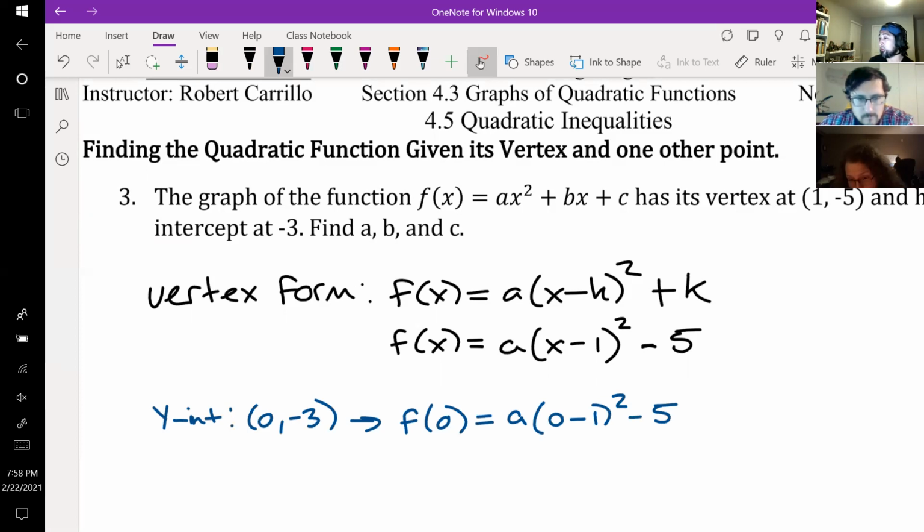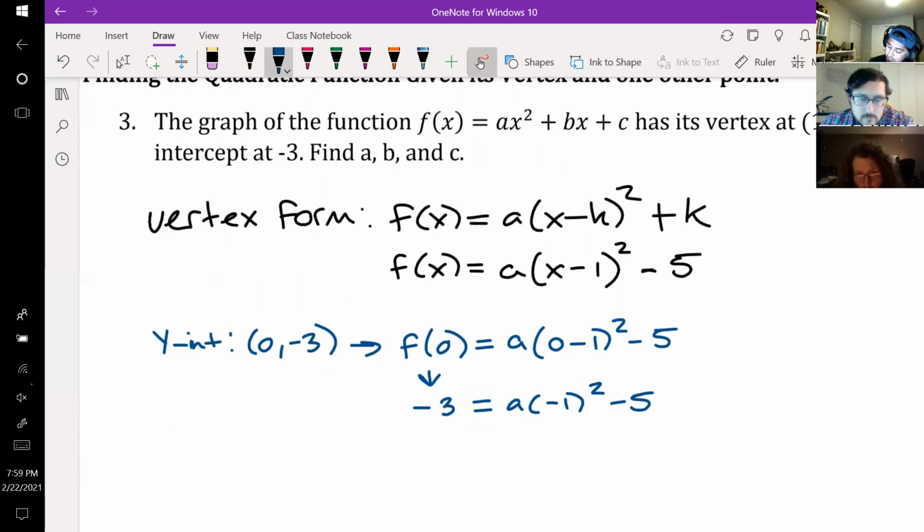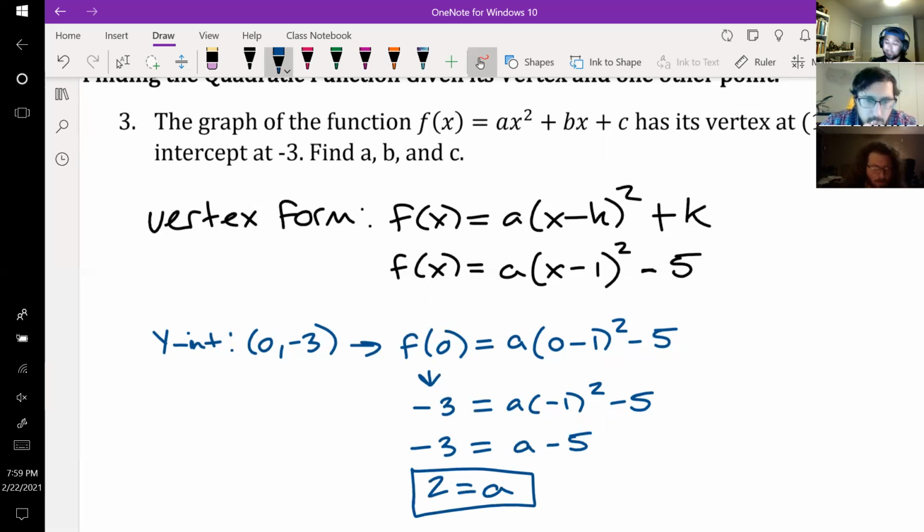To solve for what letter do we not know? Well, we don't know b or c yet, but what's the obvious letter we don't know yet? a, right? So remember that when x is 0, y is negative 3. So f of 0 becomes negative 3. And we get a times negative 1 squared minus 5, which means that you'll get negative 3 equals a minus 5. Add the 5 over, and what's a going to equal? It'll equal 2. So we have a.